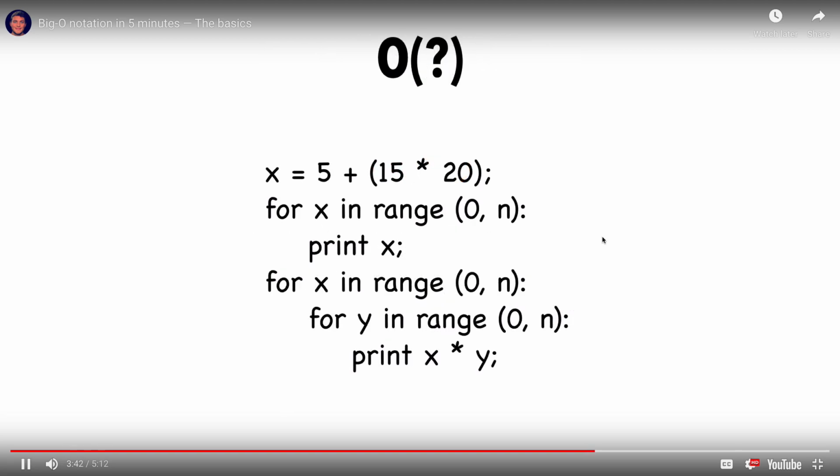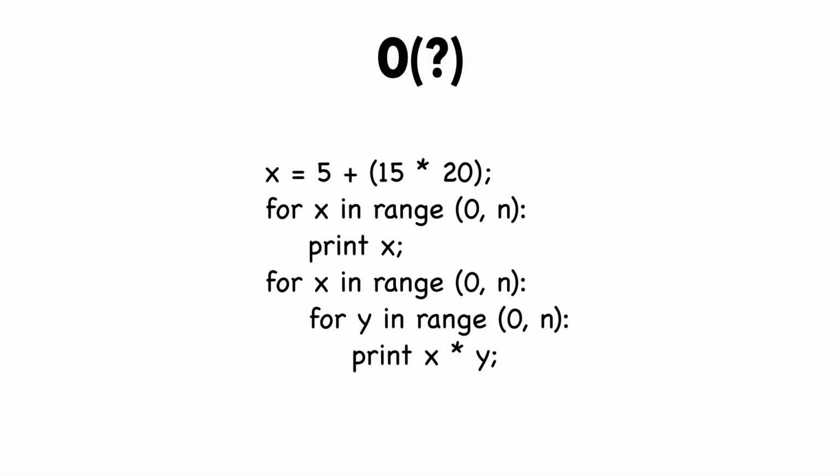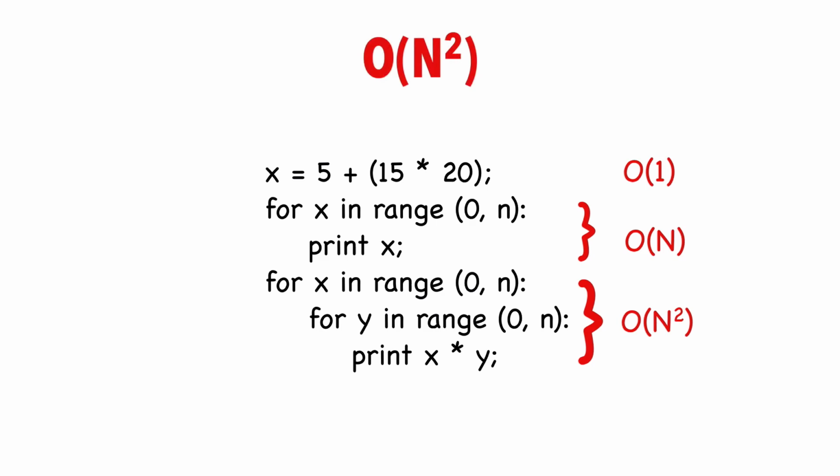Say we have the following block of code. What is its total runtime? Well, we know the runtime for each of these, so the total runtime is simply the max of the 3. The nested for loop dominates here, so we get big O of n squared.